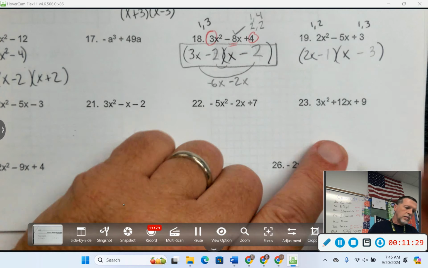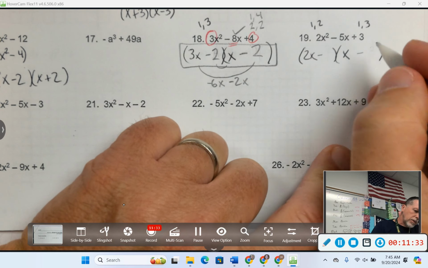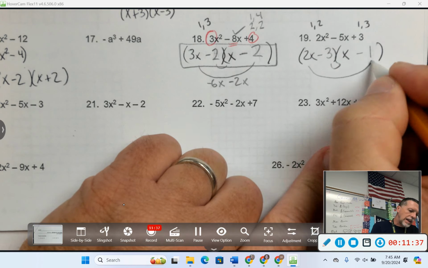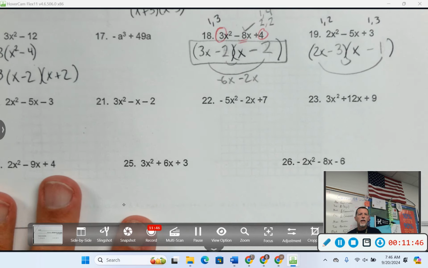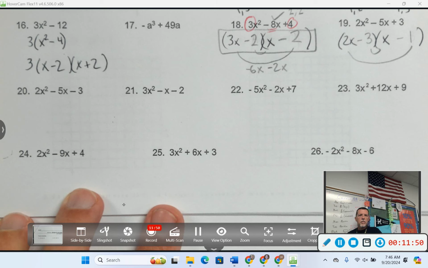They're both negative, so let's switch those around and put the 1 here and the 3 here. And now I've got negative 2x and negative 3x. That makes negative 5x. Those are the tricky ones.